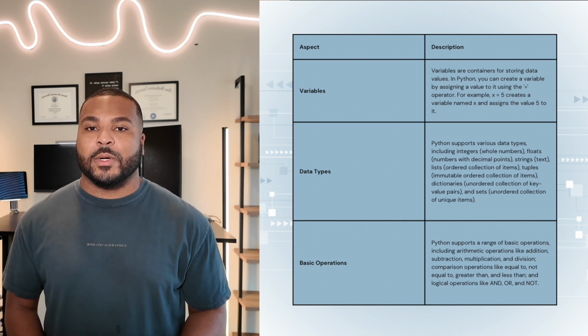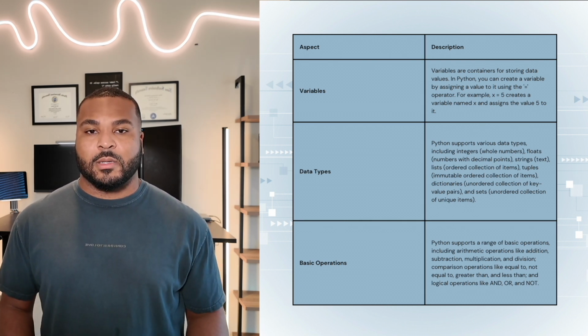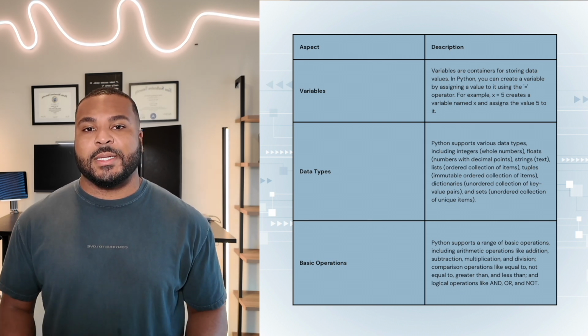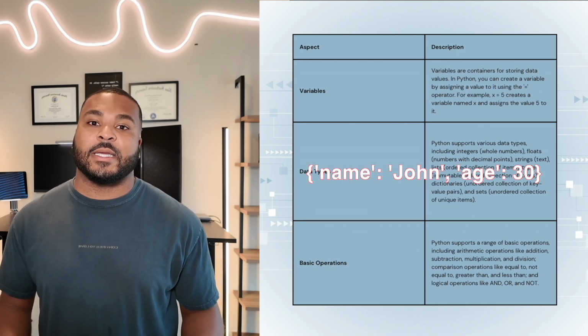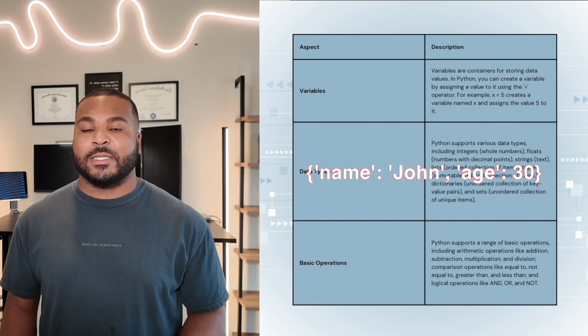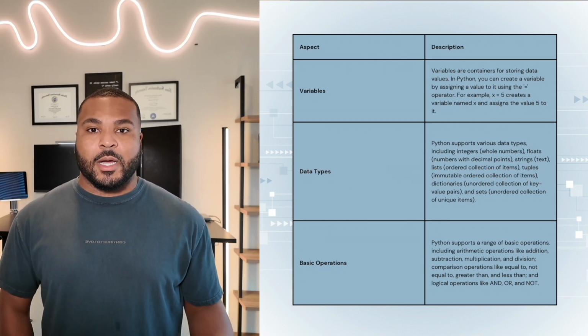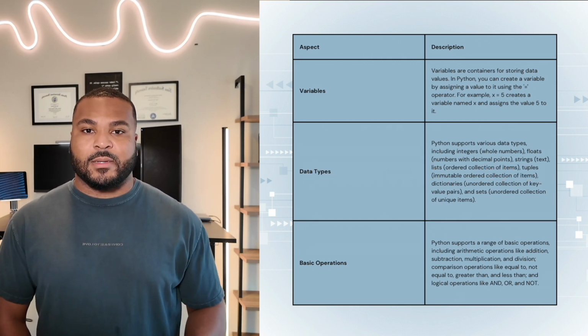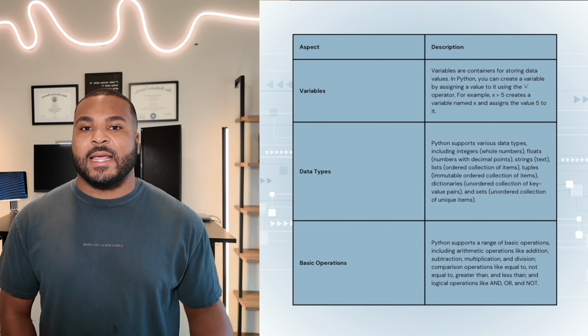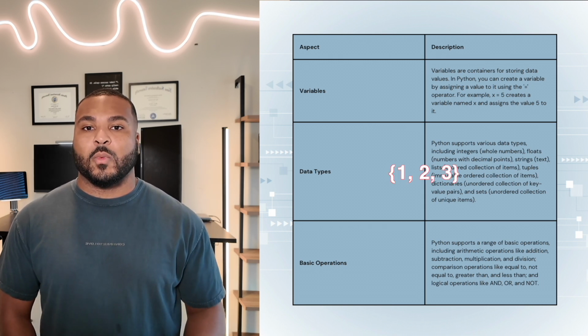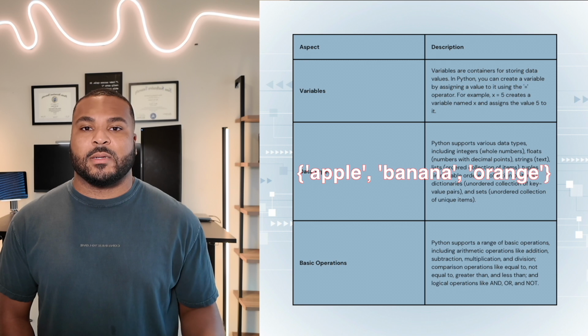Dictionaries are unordered collections of key-value pairs, enclosed in curly braces with each pair separated by commas, like {name: John, age: 30}. Sets are unordered collections of unique items enclosed in curly brackets and separated by commas, like {1, 2, 3} or {apple, banana, orange}.